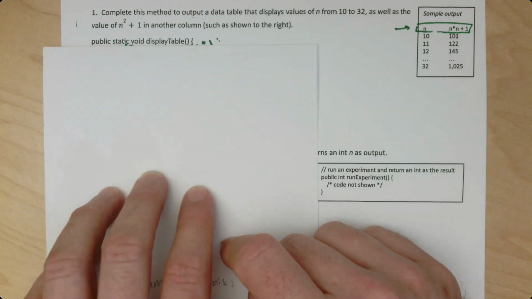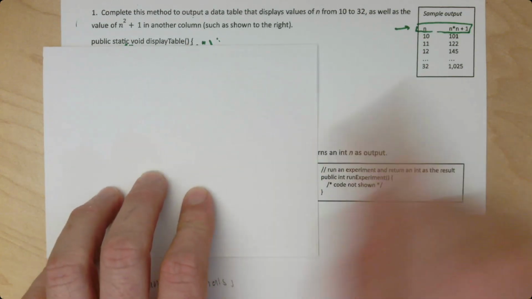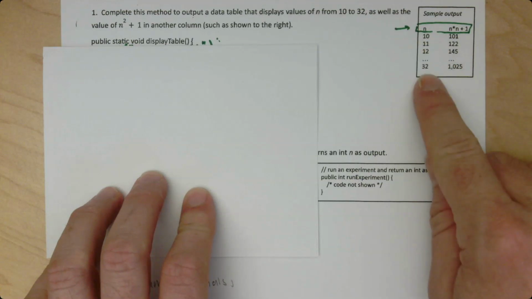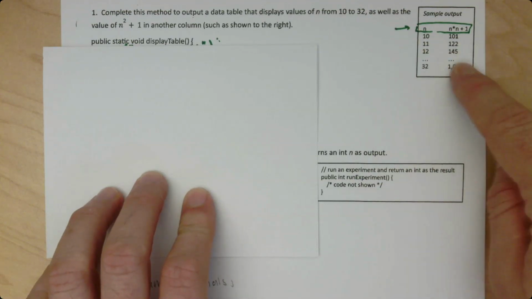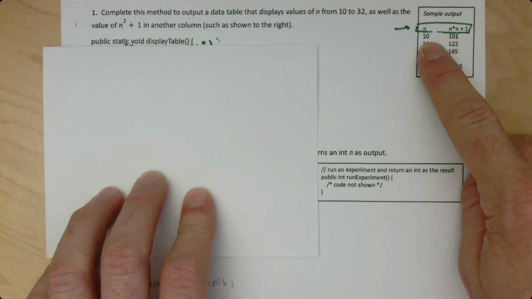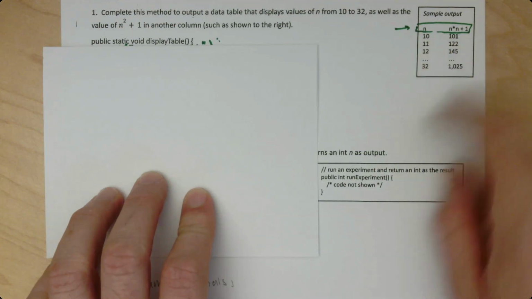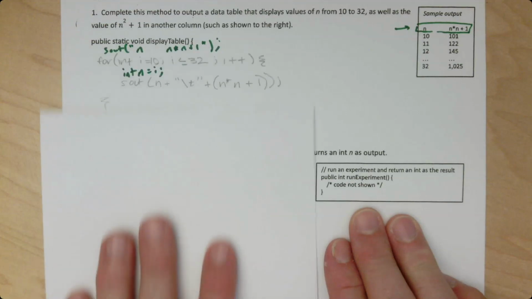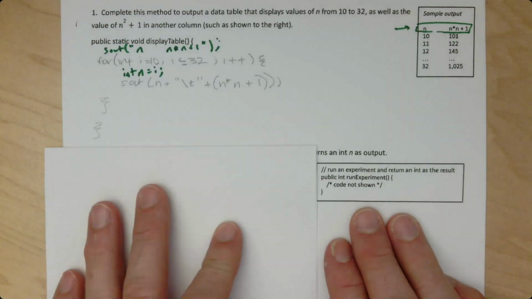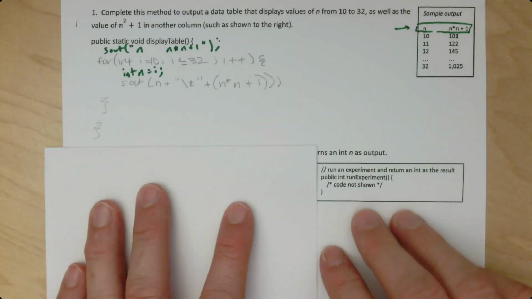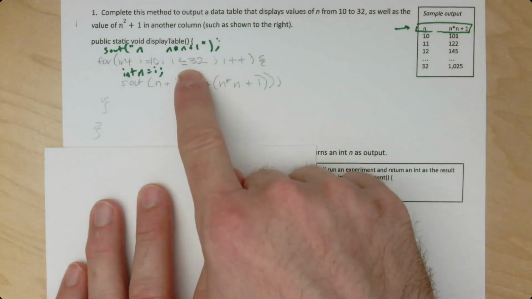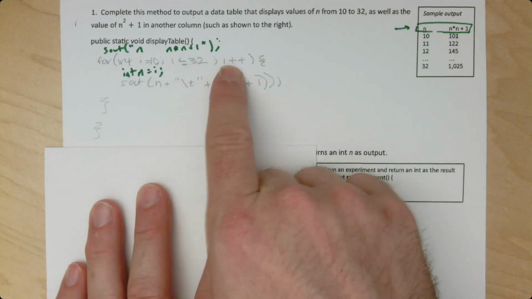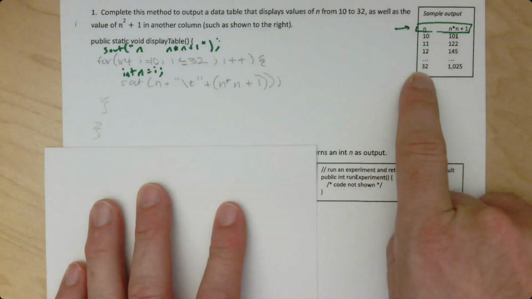In this question, it says complete a data table that will display values from 10 up to 32, and then in the right-hand column, take whatever the input value is, square it, and add 1. So here's an answer. I've added a couple things to the student solution in green pen. The student wrote, start i from 10, as long as it's less than or equal to 32, continue to loop and add 1 every time. And that's perfect because that's going to get from 10 to 32.